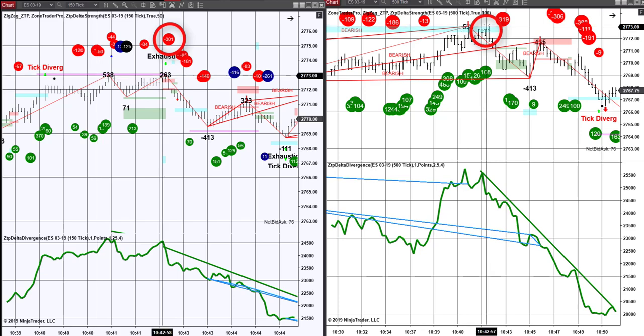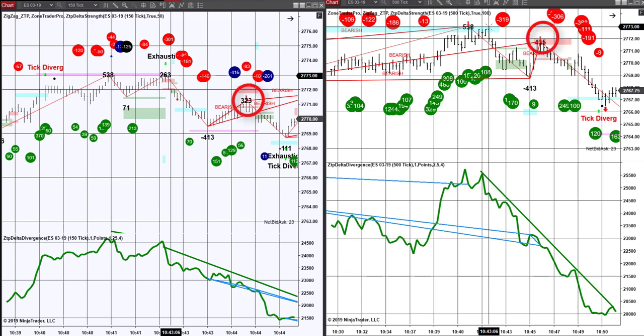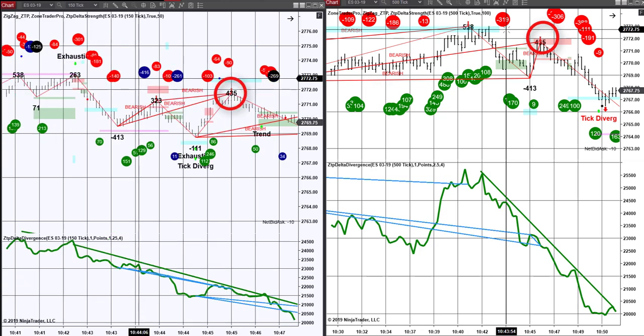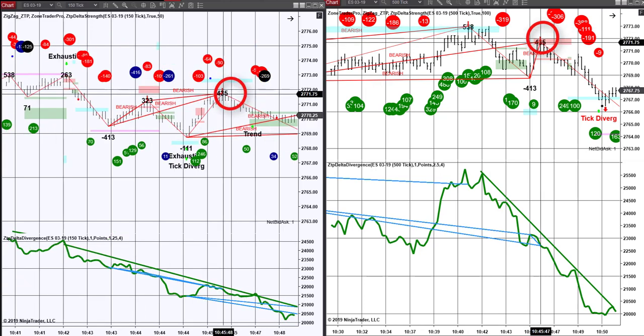That's a great trade. We move it forward to exactly where the reversal trade is. And again, we are divergent on both charts, and we have delta strength on both charts, taking us down for that 5-point trade.